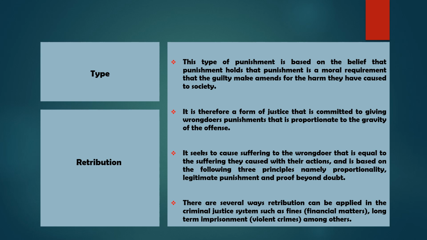There are several ways in which retribution as a form of punishment is applied. Some of them include fines. For example, if there was fraud, an individual is found to have embezzled certain funds, he can be asked to refund the amount in addition to certain fines and penalties. Then long-term imprisonment for offenses that are violent in nature.